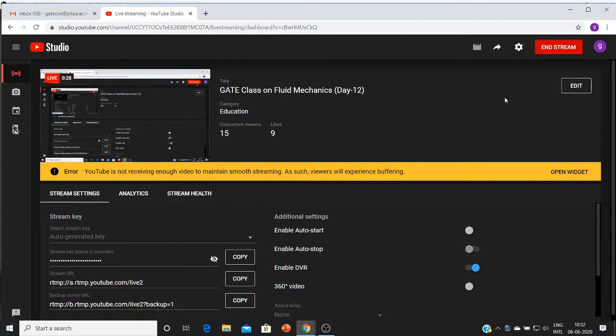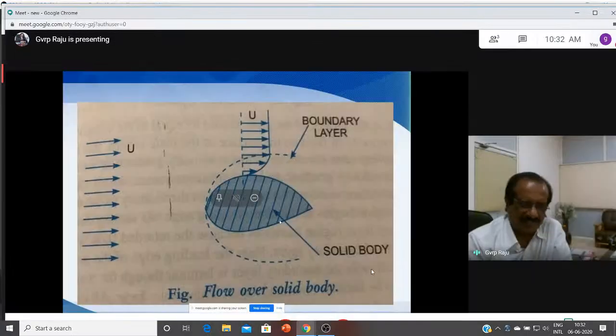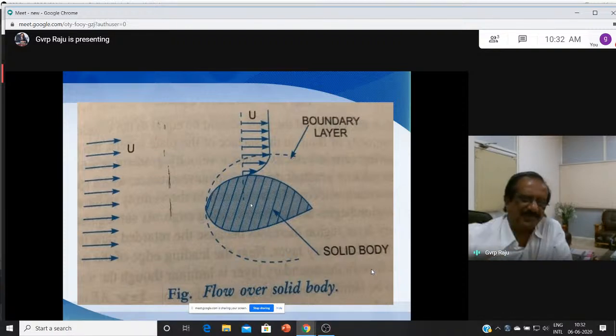So now the water is flowing here, and this is a solid body which is placed in the direction in which the water is moving, and let us say this solid body is stationary. The solid body is not moving. So consider a stationary solid body in the direction of the movement of water. Then what are the observations? So I am coming to the boundary layer basics.